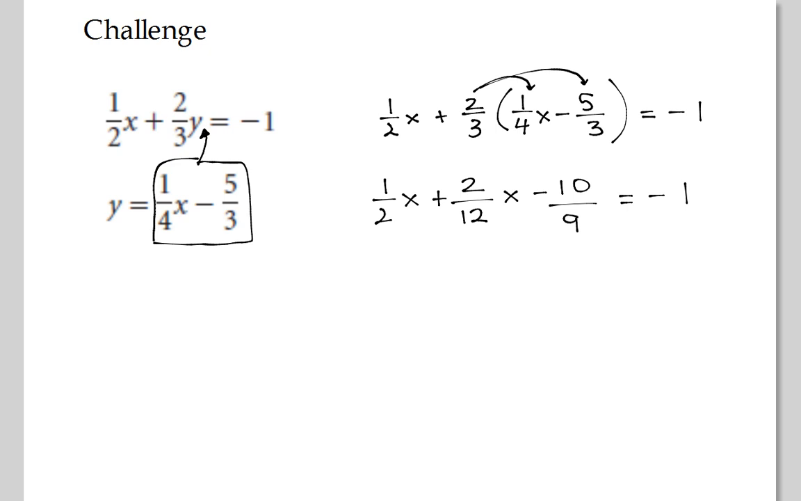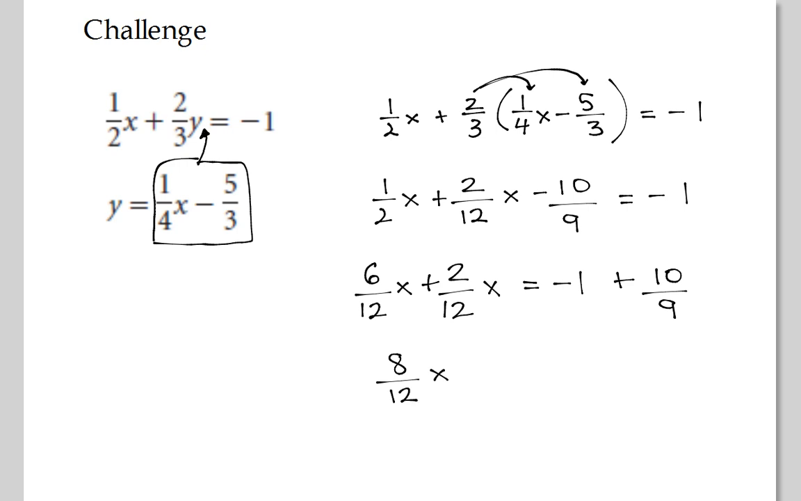So we'll go to a common denominator. We got 6 over 12x plus 2 over 12x. I'll send the 10/9 to the other side as a positive 10/9. Collect like terms, I got 8/12 x. And we'll need a common denominator over here, so minus 9 over 9 plus 10 over 9.